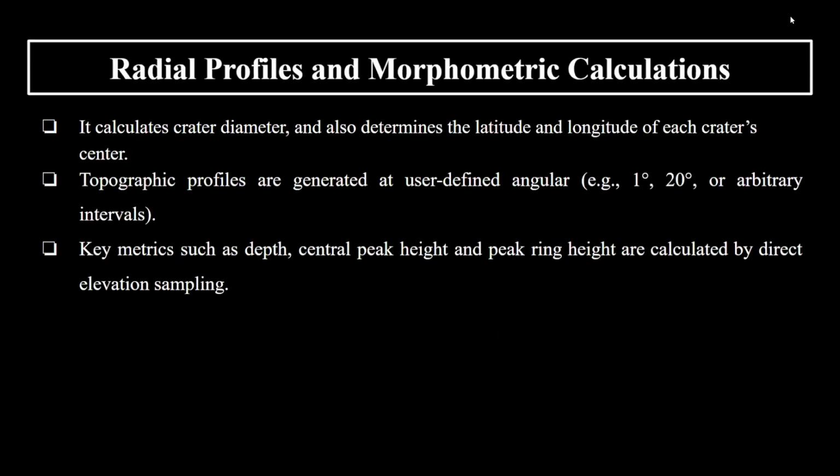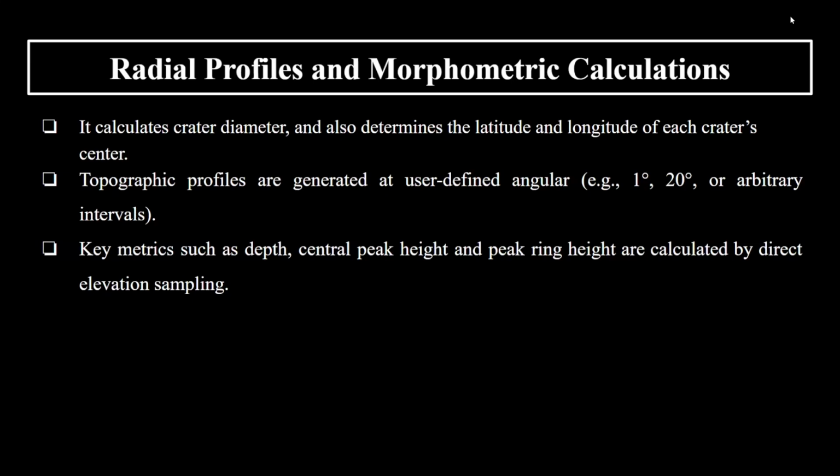So the first thing that the toolkit will do is calculate the crater diameter, and also calculate the peak-ring diameter if it's a peak-ring basin. And it will also find the latitude and longitude of each crater center. We have the topographic profiles that are generated at a user-defined angular interval. So you can choose if you want profiles every 1 degree, 20 degrees, or any arbitrary interval. So if you choose 10 degrees, the first profile will be 10, the second will be 20, and the third will be 30 degrees, and so on.